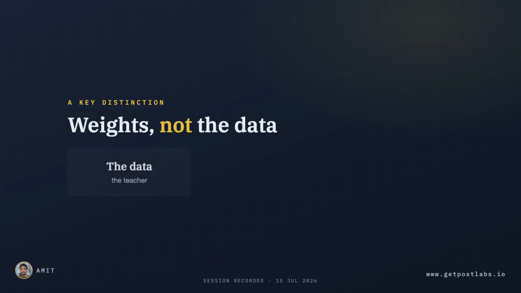One thing worth being clear about, the file holds the trained weights, not the original data. The data was the teacher. The weights are what the model learned and kept. The teacher can go home.